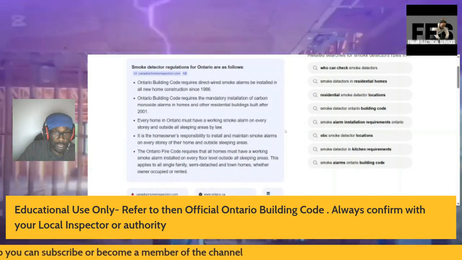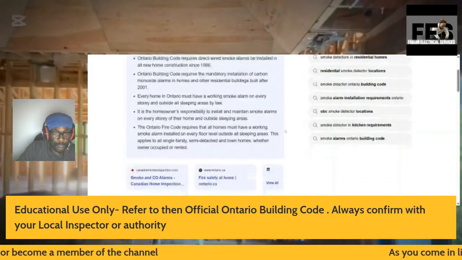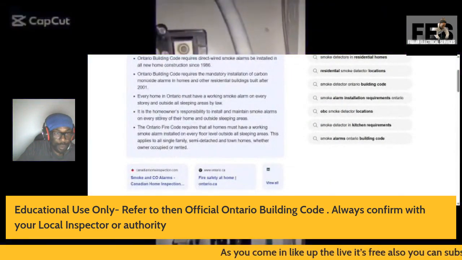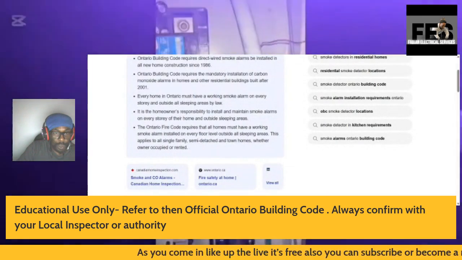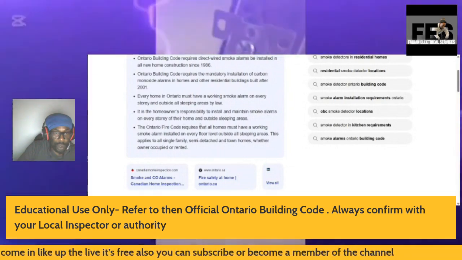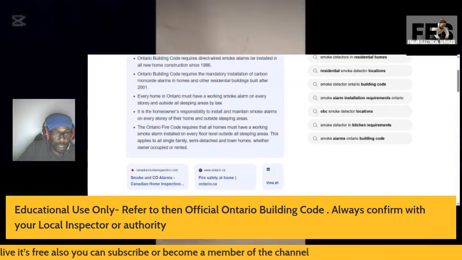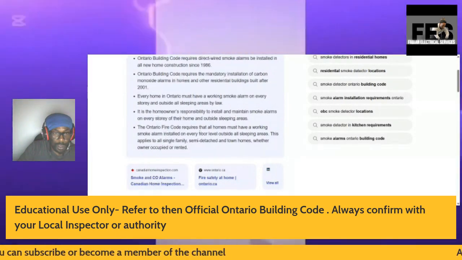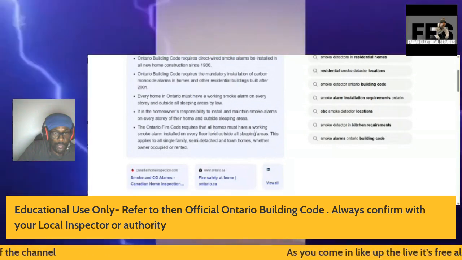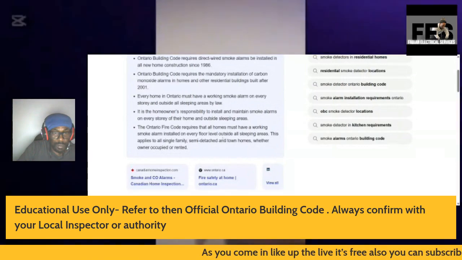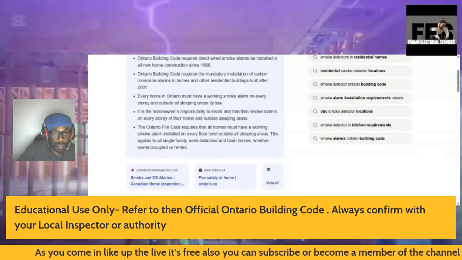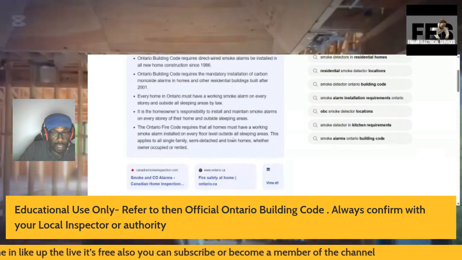I believe it is the homeowner's responsibility to install and maintain smoke alarms on every story of their home and outside sleeping areas. The Ontario Fire Code requires that all homes must have a working smoke alarm installed on every floor level, single family, semi-detached, and town.